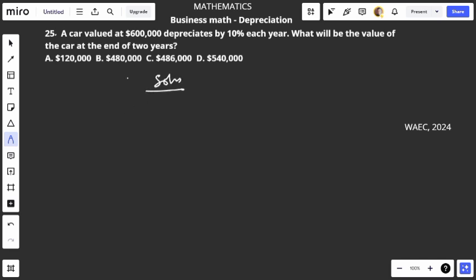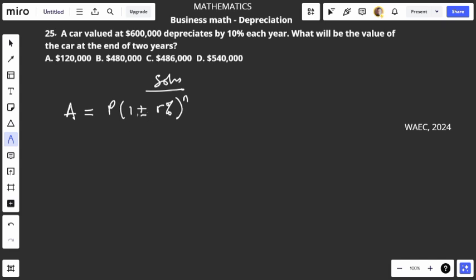There are two methods to solve this, but the quickest method is to use the compound interest formula or compound depreciation formula, which is A equals principal into 1 plus or minus rate raised to the power of n, that's the number of years.